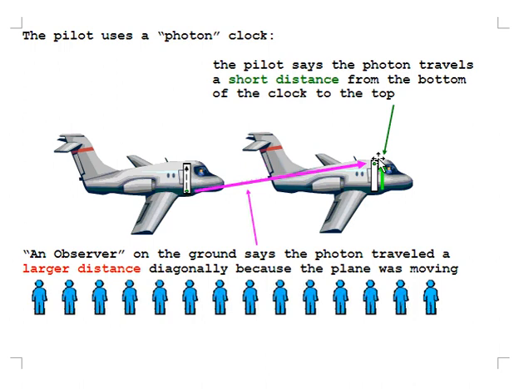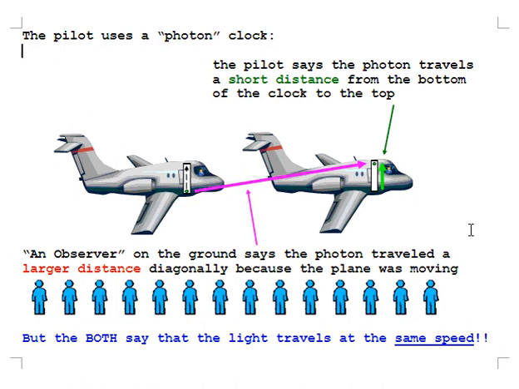But both parties are correct. Both parties also are correct when they make this statement. They disagree about the distance the photon is traveling, but they do agree that since it's a photon, it is simply traveling at the speed of light. So remember that the people on the ground, you don't add any velocities when you're talking about light. It's simply 3 times 10 to the 8 meters per second.